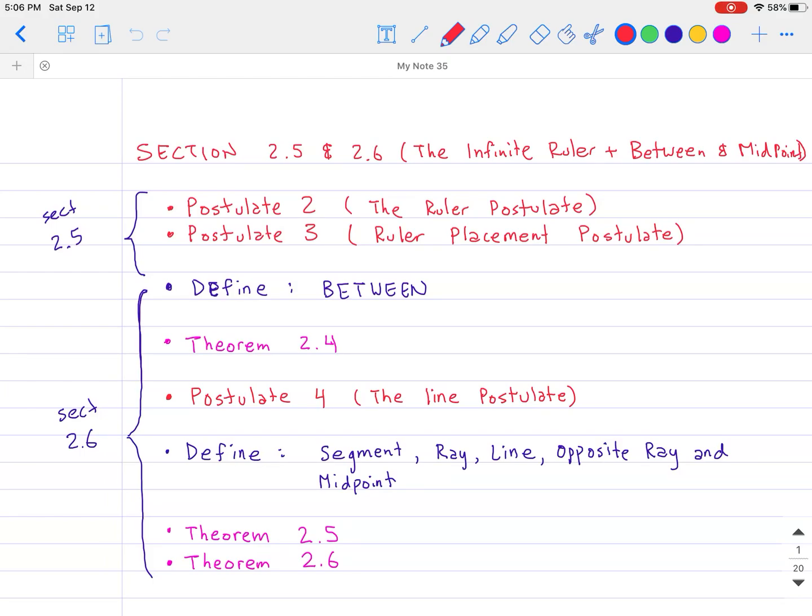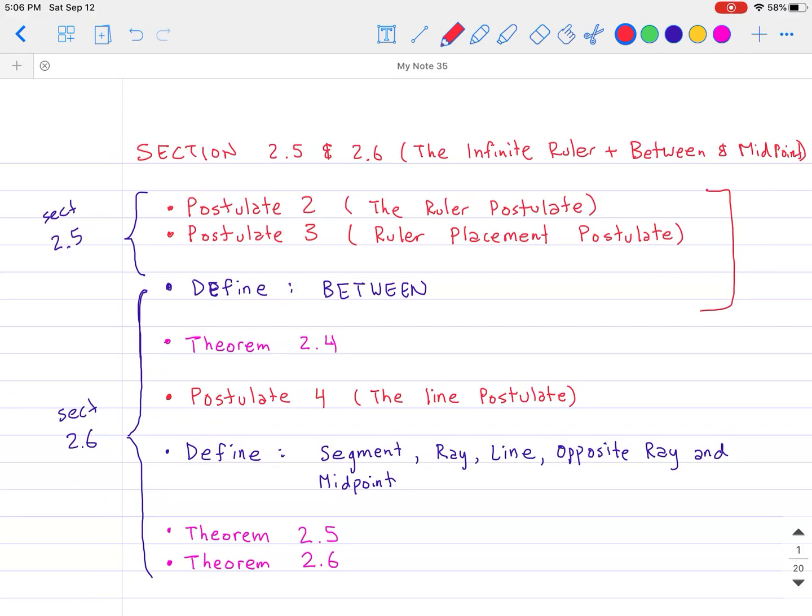And today we will be talking about section 2.5, which is on the infinite rulers. Originally, I wanted to put in 2.5 and 2.6, but I'm going to go ahead and split that into two videos because it might be a little too lengthy if I put it all into one. So just make it so that it's not so overwhelming, right?